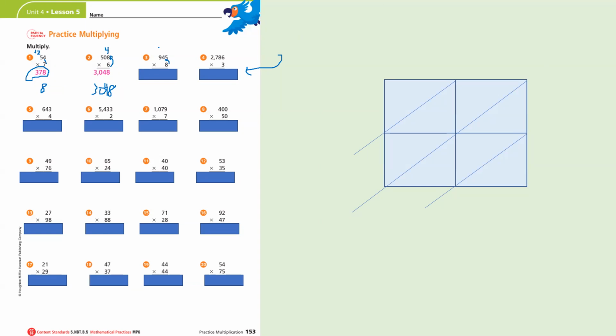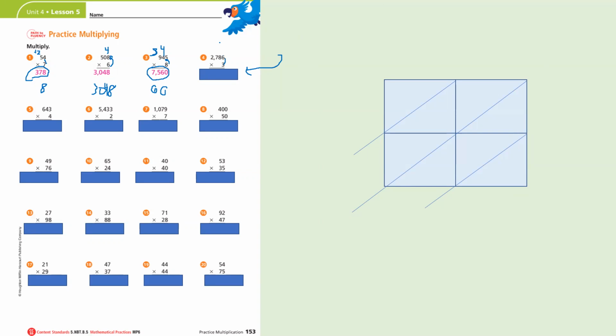8 times 5 is 40. 8 times 4 is 32. 33, 34, 35, 36. 8 times 9 is 72, plus 3 is 75. So 7,560.